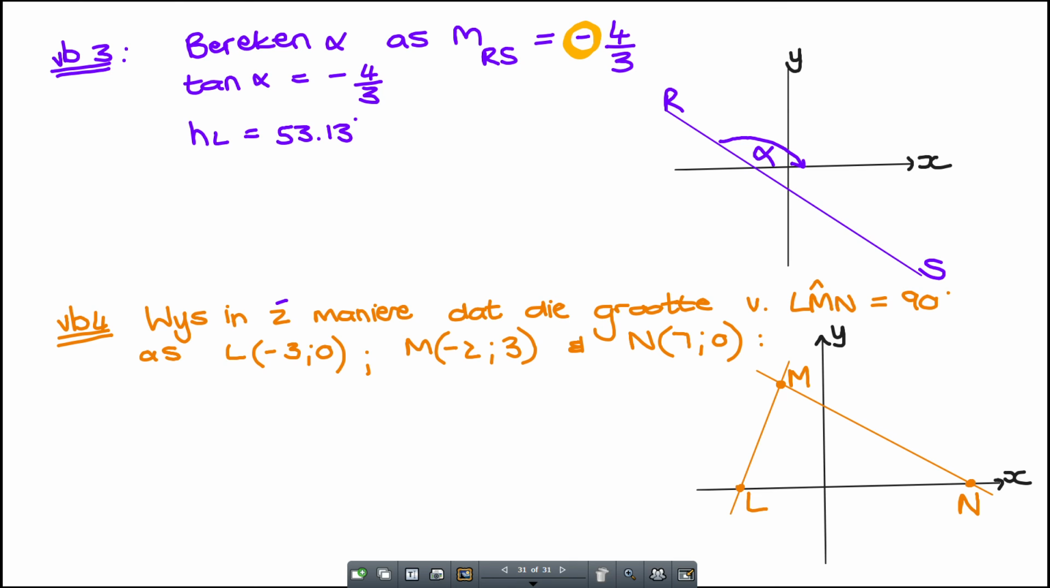Okay, now to get alpha, I'm going to say 180 minus that help angle. And that means that alpha will be 126,87. Right, who got that? Wie het hom gekry? Goed, mooi. Ek hom tot 2 desimaal. Ja, sorry. Ek het nie nou vir jou spesifiek gesê oor die desimale presies.